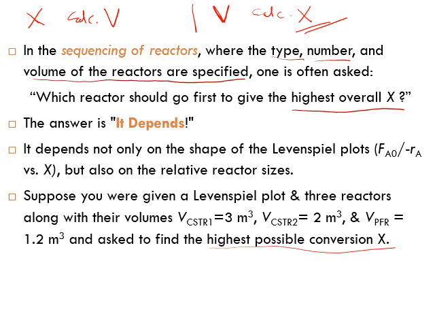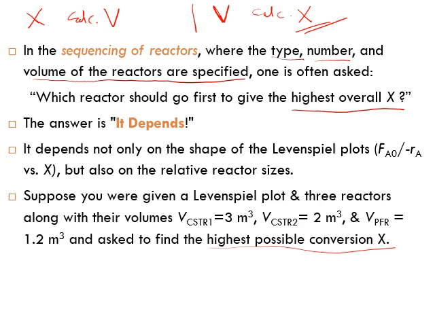So what would you do? Would it be different? If I put CSTR, then again CSTR, and then plug flow reactor, would it give me the same exact conversion if I put plug flow reactor first and then CSTR, CSTR? Or CSTR 1, and then plug flow reactor, and then CSTR 2. Or CSTR 2 first, and then plug flow reactor, and then CSTR 1.